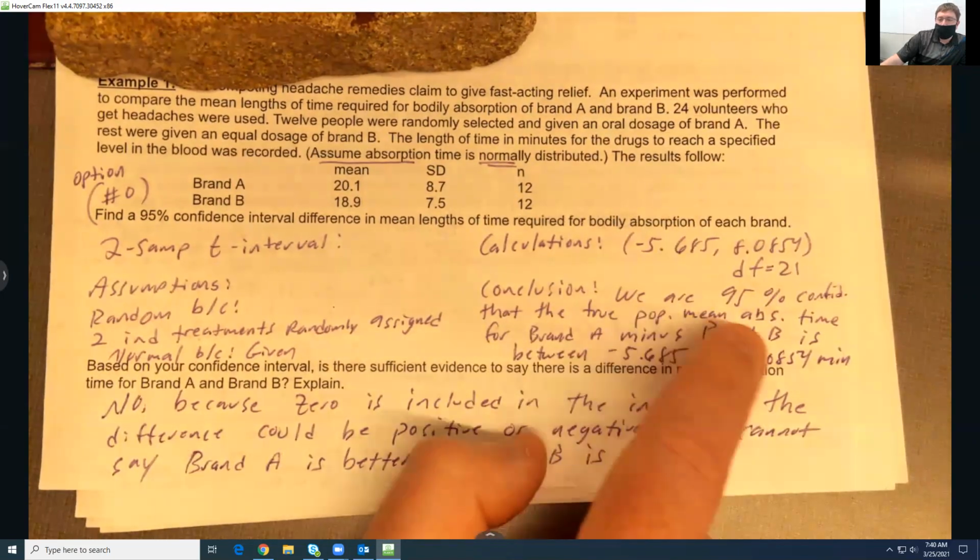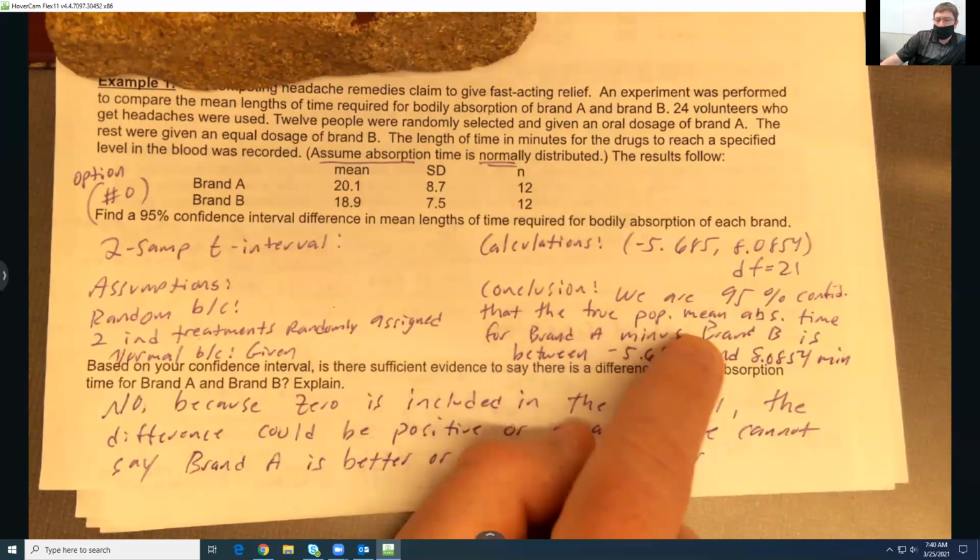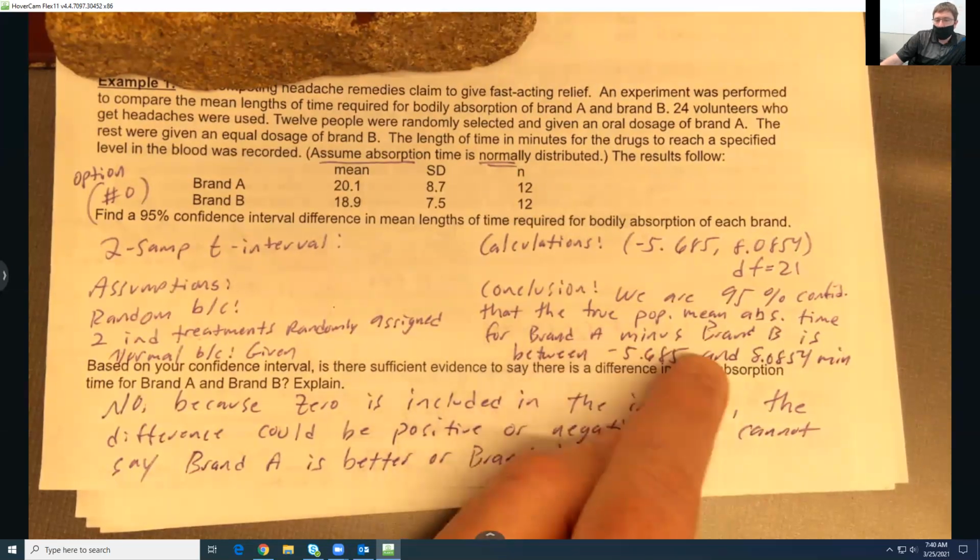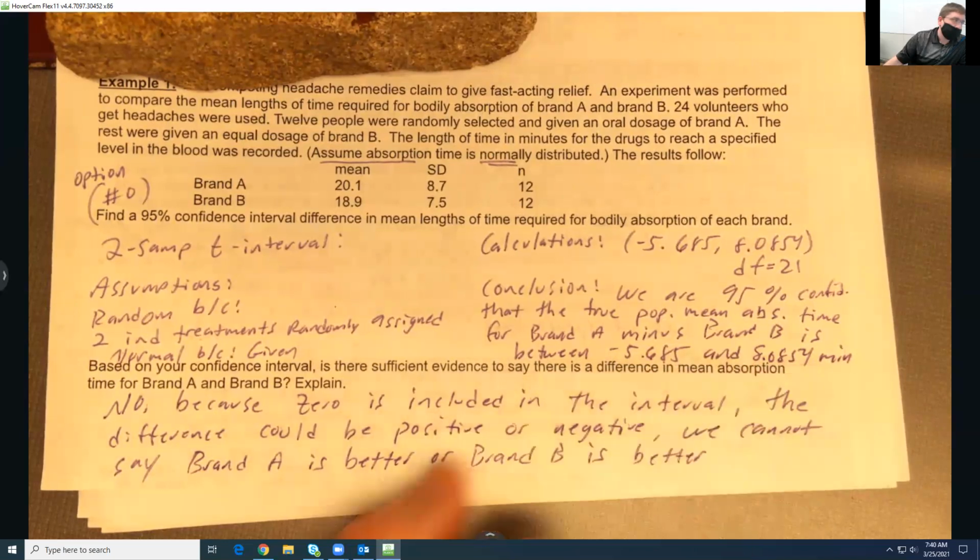So what's my conclusion? We are 95% confident that the true population mean absorption time for brand A minus brand B is between [lower bound] and [upper bound] minutes. Don't forget your label.